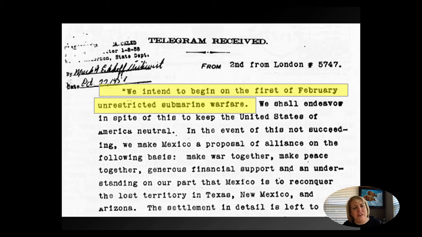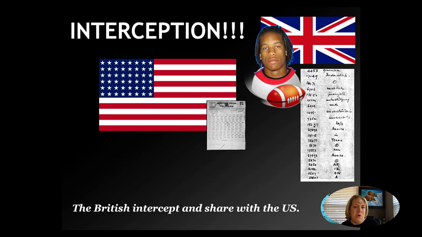And it basically said this: we intend to start unrestricted submarine warfare once again, and we're hoping that America stays neutral. But just in case she doesn't, we would like to form an alliance with Mexico. And through this alliance, we can make war together and make peace together. We want Mexico to take on America in a war. We'll back you up, but we want you to keep them over in your neck of the woods. And then once we win, your reward: we're going to give you back Texas, New Mexico, and Arizona. And you guys can come up with any other details that you want.